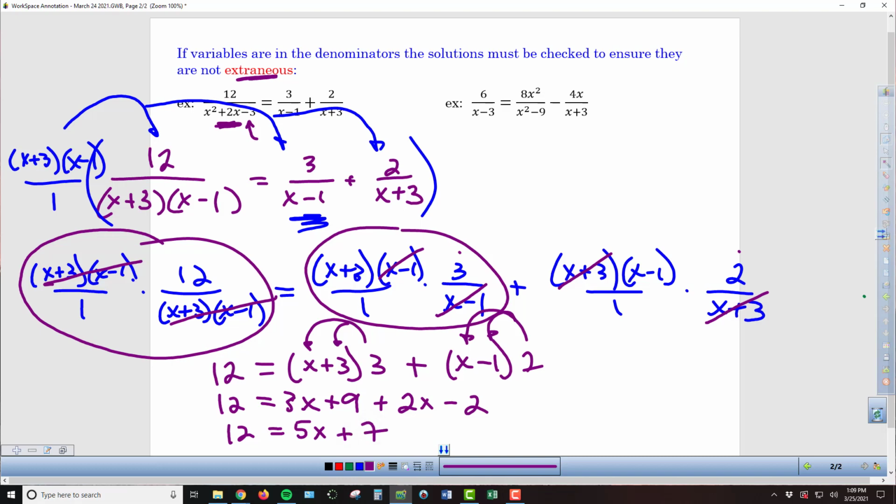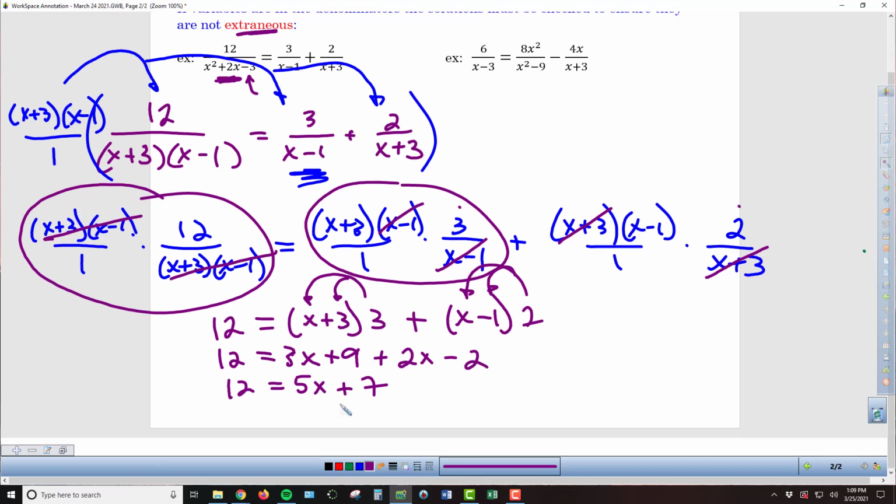So then to close things out, if I scroll down a little bit to give us some room, I'm going to subtract 7 from both sides. So I get 5 equals 5x. And so the last step is to divide both sides by 5. And so we end up with x equals 1 as our answer.